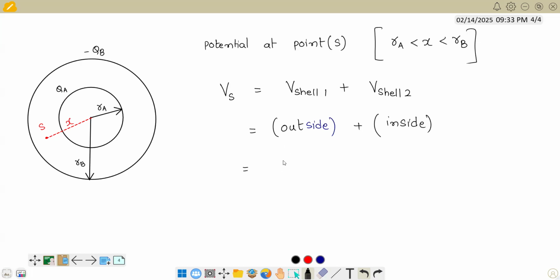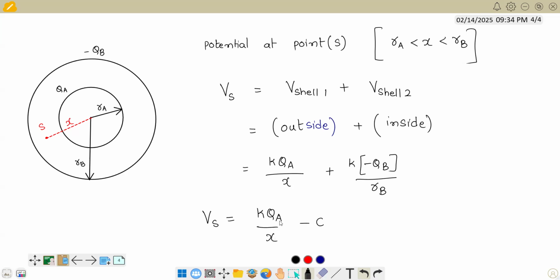So for outside, the formula is KQ by X. So K QA divided by X. X is the distance from the center. Suddenly a variable came into the picture. For inside, it is KQ by R. So K Q divided by R, that is RB. If you notice, suddenly we got a hyperbolic function. For the potential due to shell 1, you got KQA by X. We got a variable in the denominator. Here, this entire thing is a constant. I'll call it minus constant.